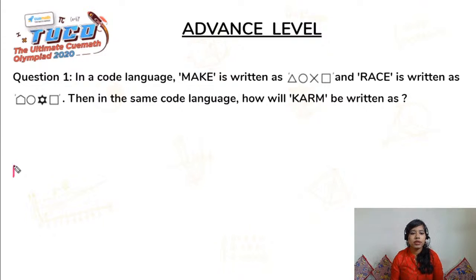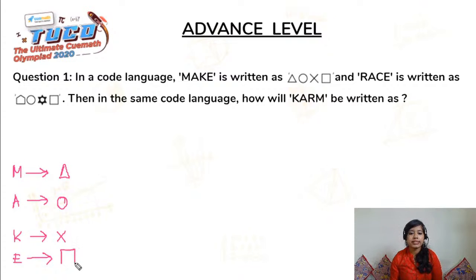Let me write it down here, M, A, K, E. So for M, we know that it is a triangle. For A, we know that it's a circle. For K, we know that it's a multiplication, or you could say X. And for E, we could say that it's a square. Okay. And let's figure out for race as well, RACE.